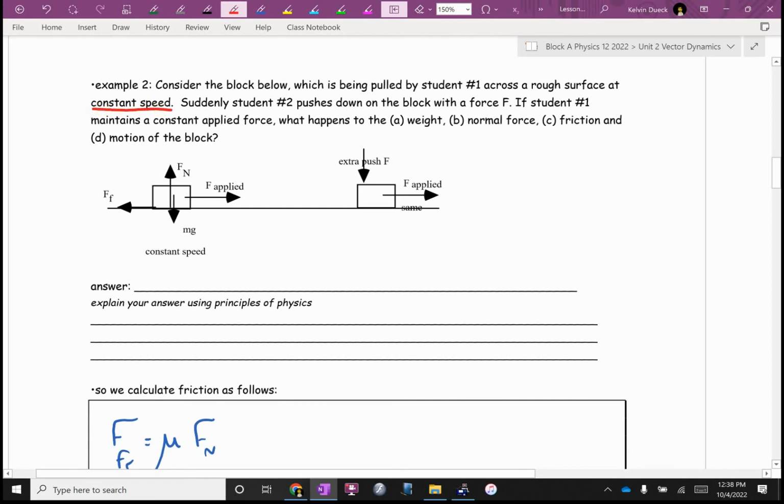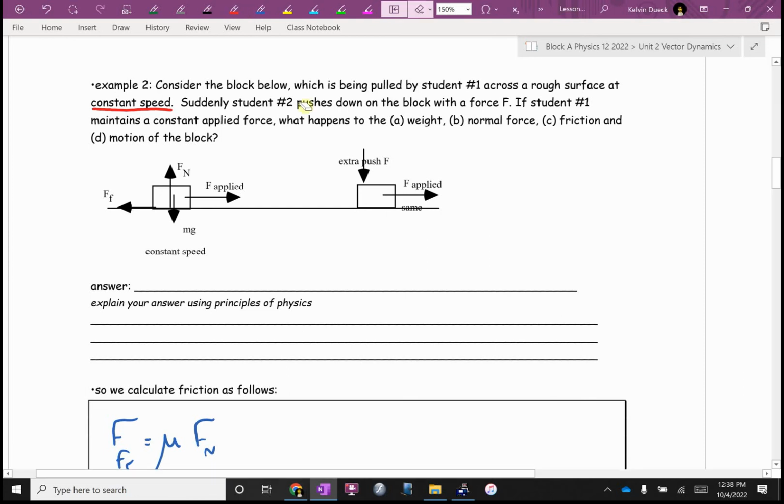And I think what I told you last year was, instead of pulling a block, let's imagine the benches at the back of the gym that you slide around to get them out of the way. I'm guessing most of you have pushed on those benches at least once, except maybe our new students. So let's suppose you're pushing a bench along at a constant speed.